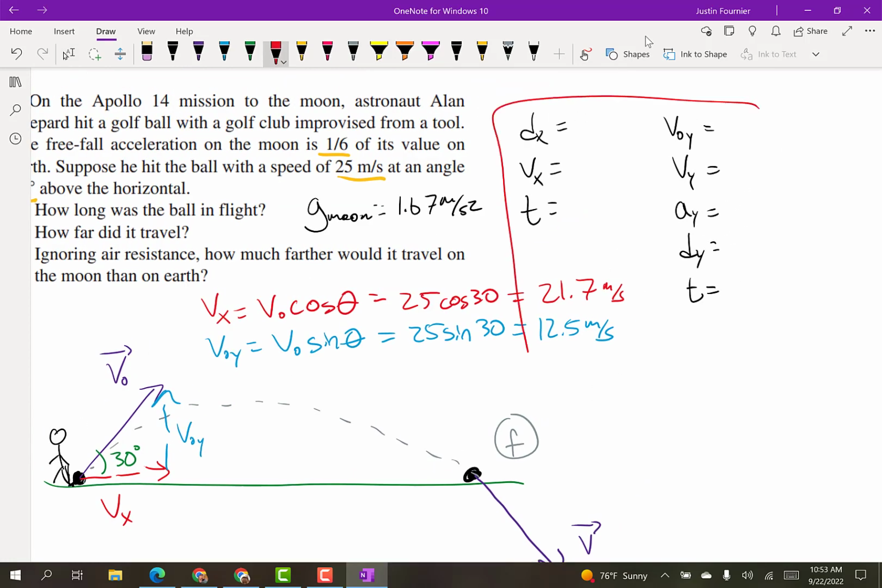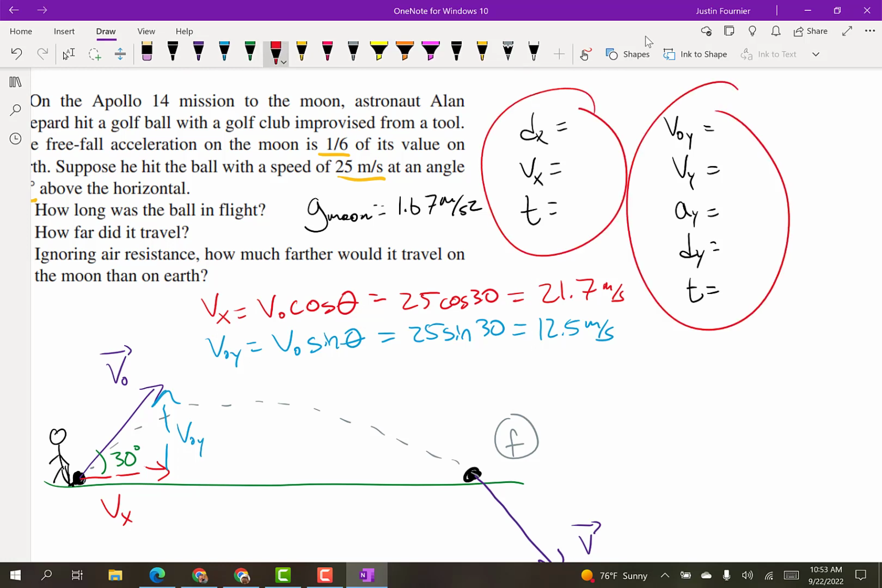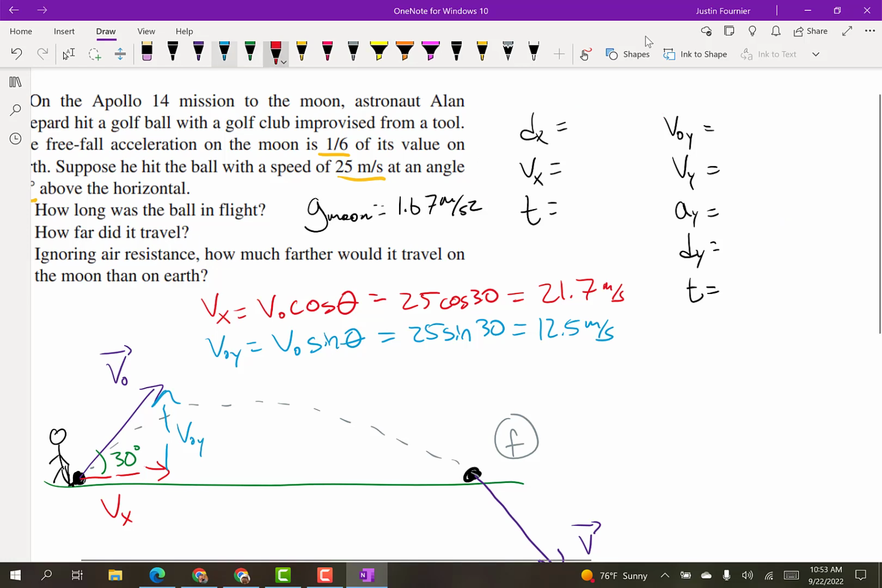And so I drew a diagram, I resolved any misbehaving vectors, and now I can fill in my variables. All right, so I already know from the acceleration on the moon, this is a free fall problem essentially, so the acceleration on the moon is negative 1.67 meters per second squared. The initial velocity in the y direction, right after it leaves the golf club, I did calculate, it's 12.5 meters per second. And then the velocity in the x direction is 21.7 meters per second.